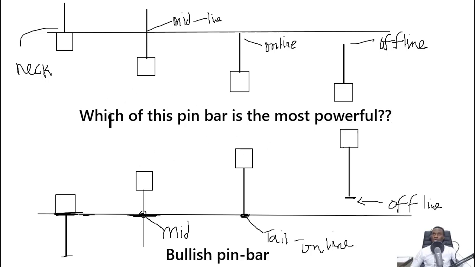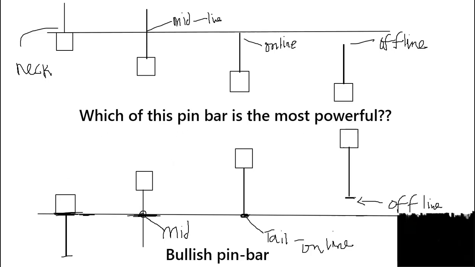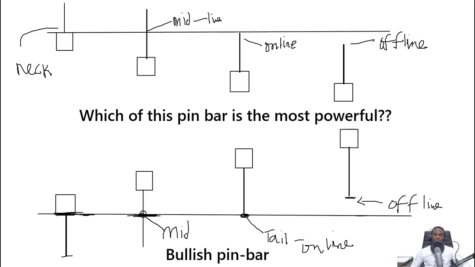So right here you can see we have different types of pin bar. The question now is, which of these pin bars is the most powerful? To give the right answer to this question, we need to study the key level structure. So here are the key levels. Here is the key level structure, the support structure.